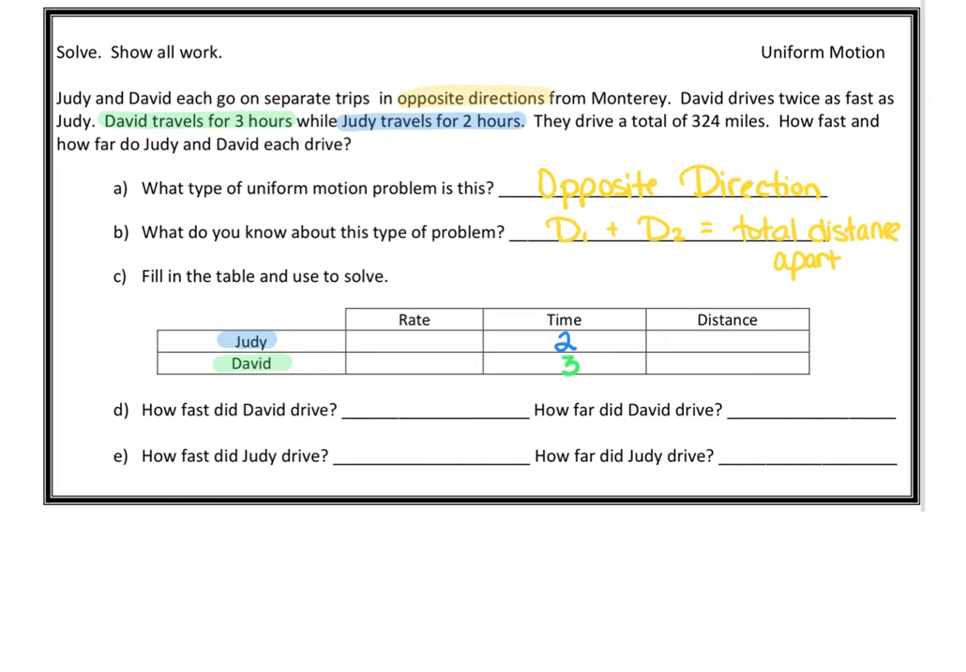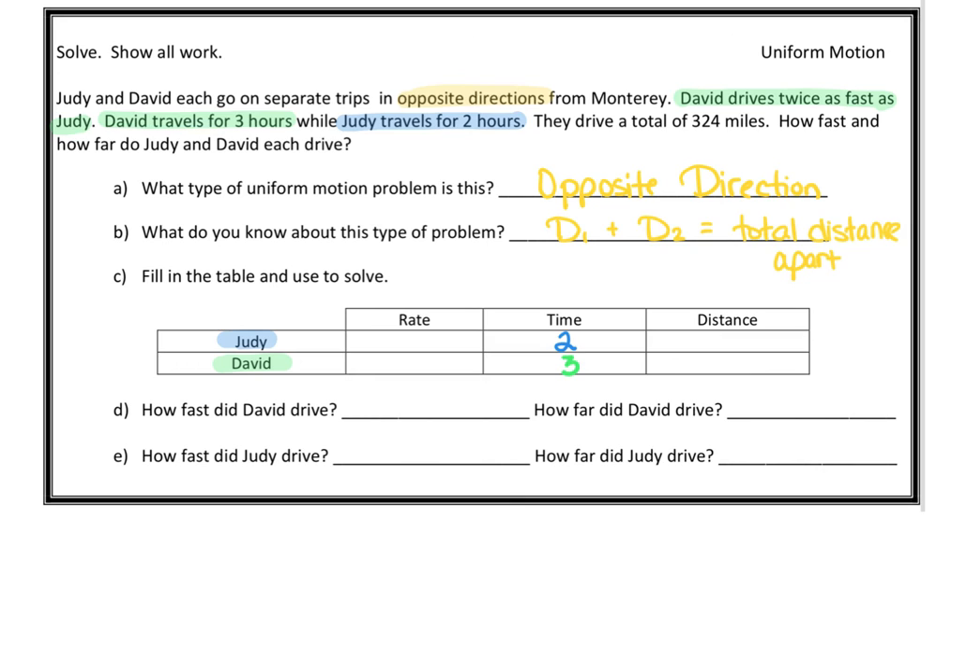Then they gave us a relationship between something. They said David travels twice as fast as Judy. Did they tell us how fast Judy is going? They did not. So if I don't know how fast she's going, what do I put there when I don't know something? An X or a variable. In this case, you can use R, D, and T if you want to. If you do, I'm going to recommend that you are very, very clear about your T's. This is just advice here.